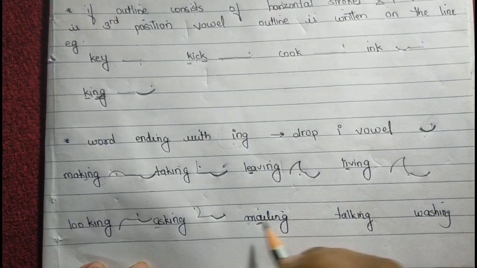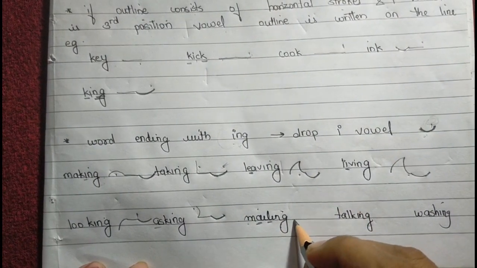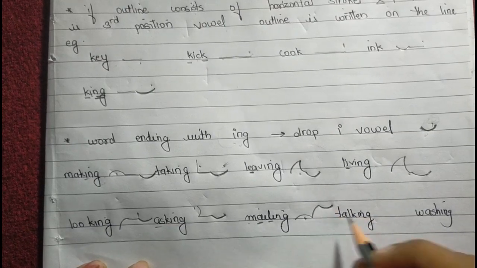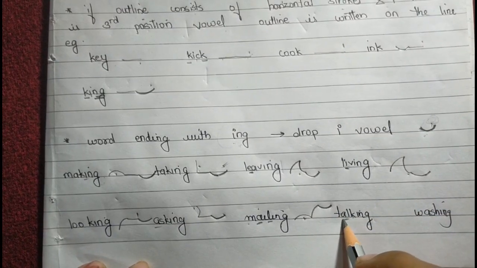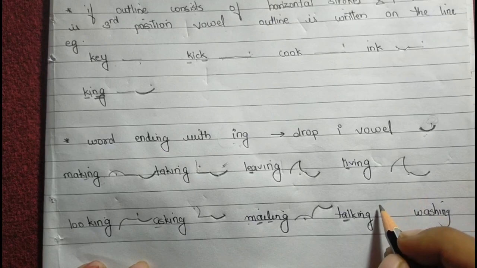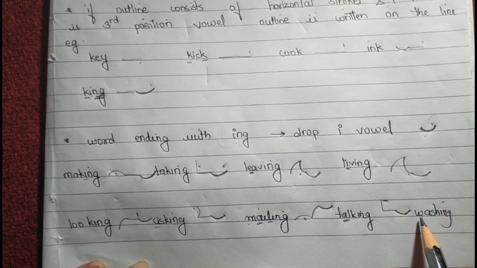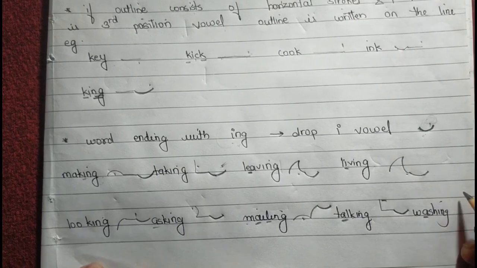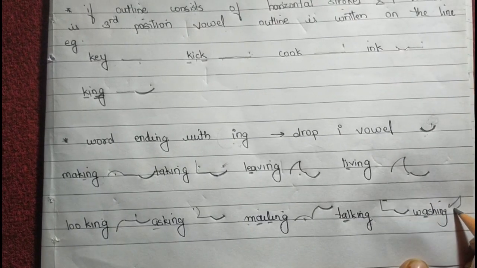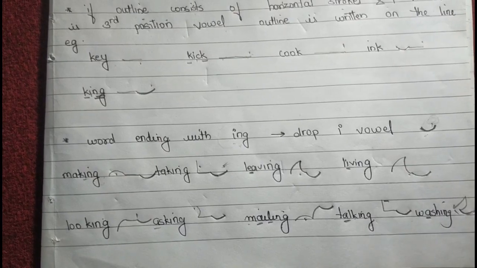Mailing, second place vowel, so ma is on the line, la is on the line, ma, la, ing, mailing. Talking, first vowel is the first place vowel, so ta is above the line, talk, ing. Washing, first place vowel, so wa is above the line, wash, ing. Okay.